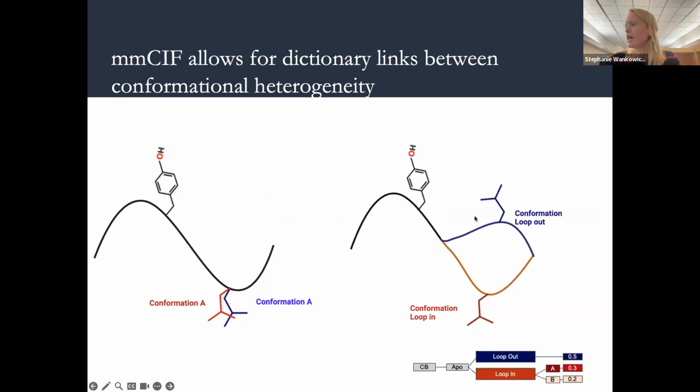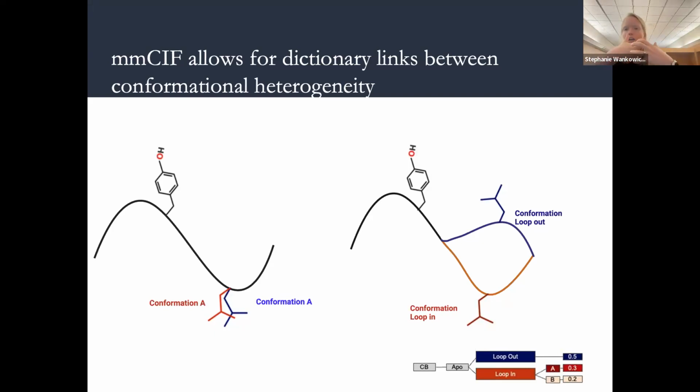But you could now imagine that you have two different conformations, but now let's say instead of one conformation in the loop out and the loop in, you now have multiple conformations in this loop in. By linking this information through this dictionary, you now can get information on exactly this atom. You can see that it is apo, so it does not have a ligand bound. It has two different loop conformations, but then within one loop conformation, it has multiple additional conformations of A and B. And so you're starting to get this layering of conformational heterogeneity.